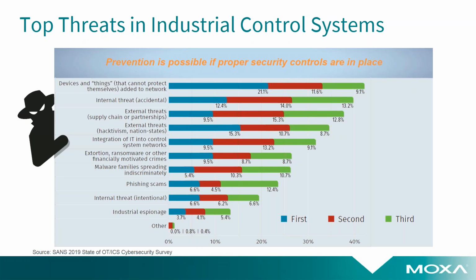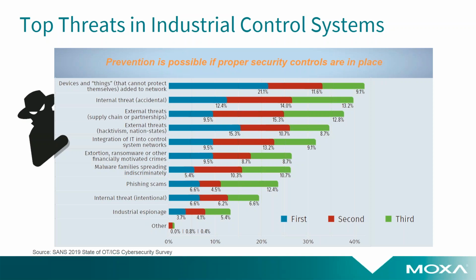So again, this was a question from the SANS Institute survey, looking at what are the top threats as perceived by control system operators. The number one was clearly devices or things that can't protect themselves that are on the network, followed by internal threats or accidental ones: the person that plugs a laptop into a device and accidentally introduces malware or interrupts a control network system.